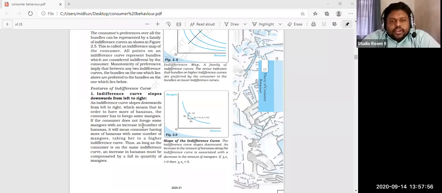Anyway, to increase the quantity of banana, some quantity of mango should be given up. If the consumer does not forgo some mangoes with an increase in the number of bananas, it will mean the consumer has more bananas with the same number of mangoes. If the consumer is not giving up mangoes, both numbers are increasing, and for that we would have to gain more income.